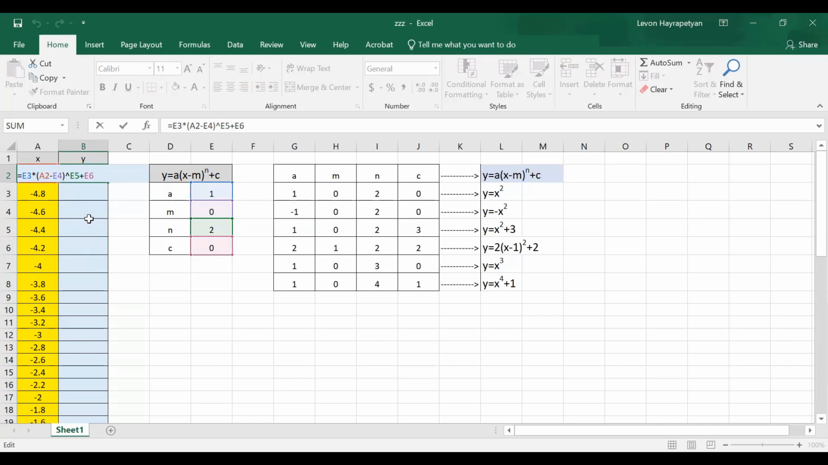Now, obviously, I'm not going to do that individually for each of them. I will use another feature of Excel to copy down. But in order to copy down, first, I have to make sure that for each x, I will use the same a, m, n, and c. And in order to do that, Excel has a nice feature called absolute addresses, and I'll make these addresses absolute.